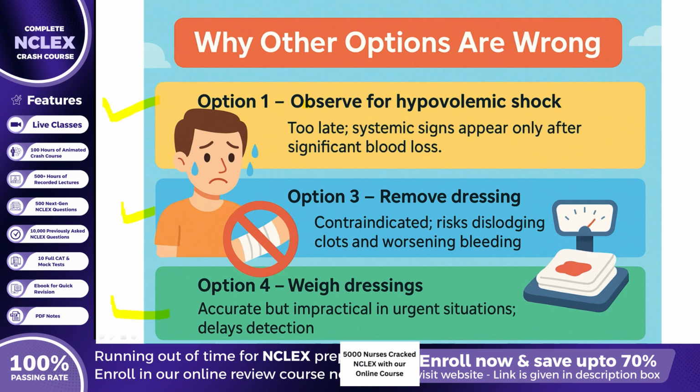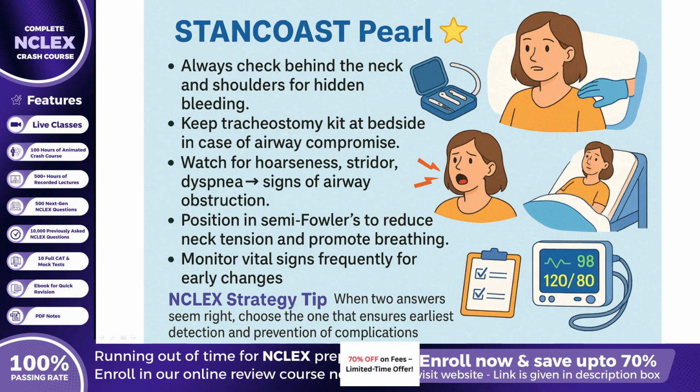To wrap this up with high-yield pearls, remember that airway compromise is always the top priority in thyroid surgery, as even a small hematoma can obstruct the trachea. Checking for dampness at the back of the neck represents an early detection strategy, while systemic signs of shock represent late recognition.